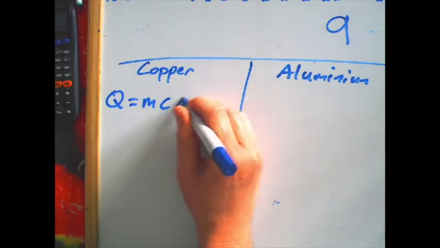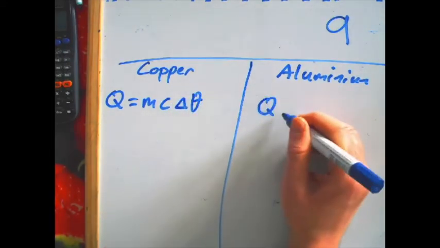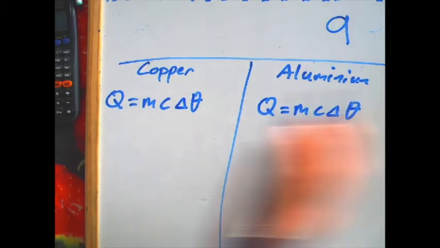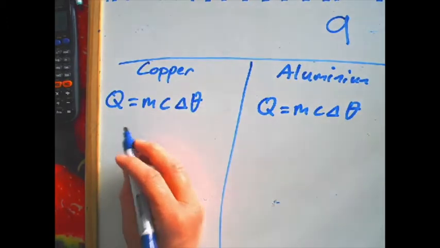So first off, our equation is Q equal to mass times the specific heat capacity times the change in temperature. And it's the same over here.